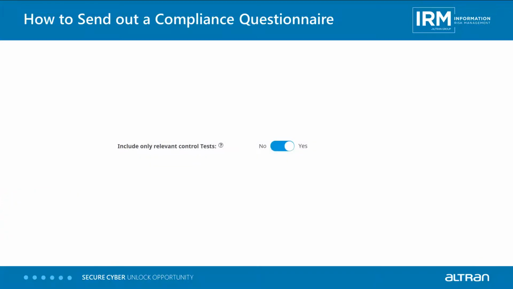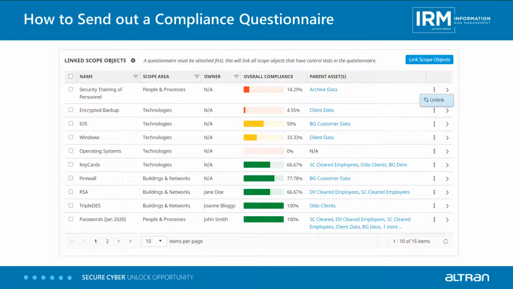This option will ensure only the control tests relevant to the scope objects are included in the questionnaire iterations that are sent out. Just a heads up, you will get a chance to choose which scope objects will be sent questionnaires before the questionnaire iterations are sent out.